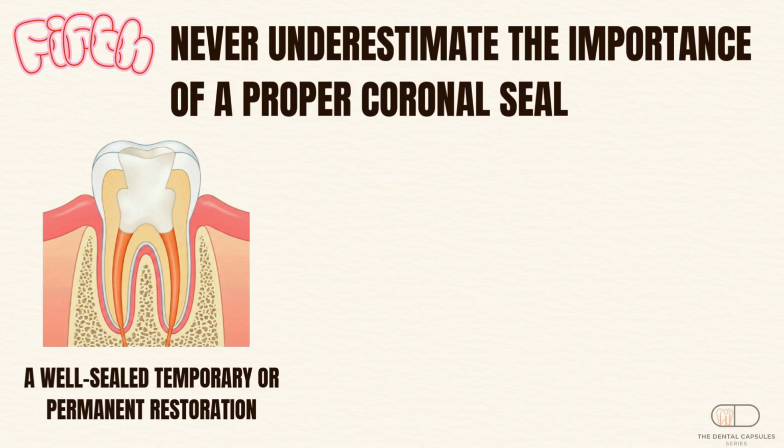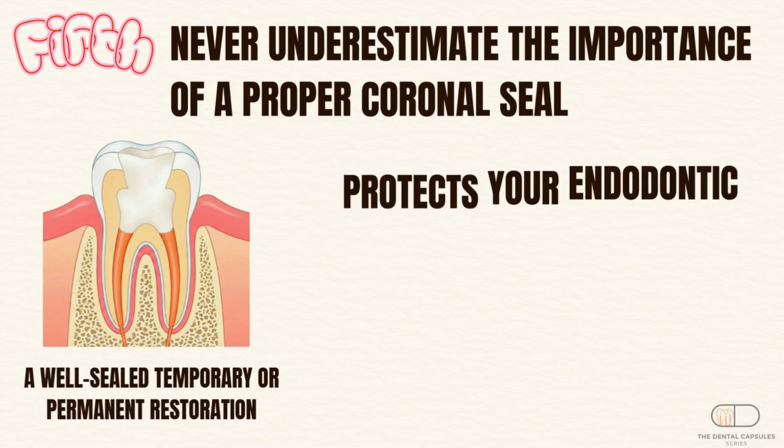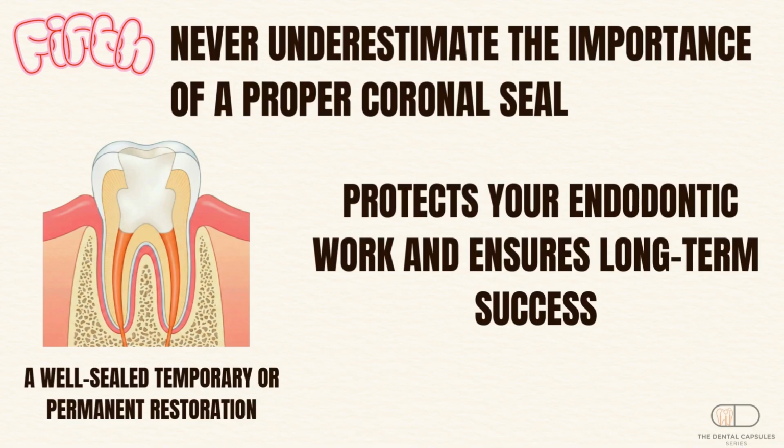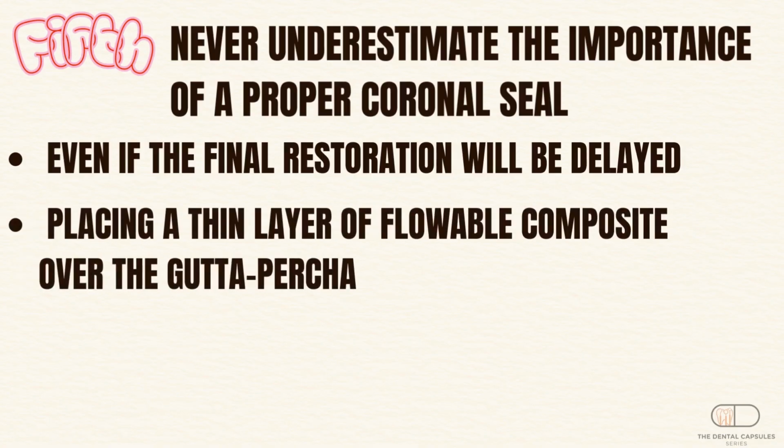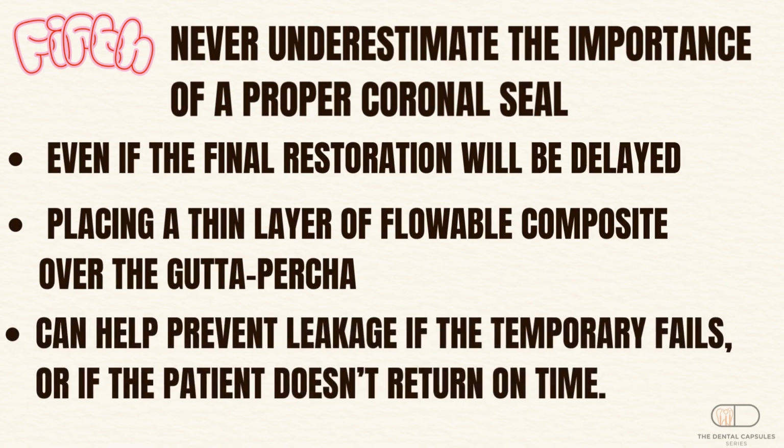A well-sealed temporary or permanent restoration protects your endodontic work and ensures long-term success. And even if the final restoration will be delayed, placing a thin layer of flowable composite over the gutta percha can help prevent leakage if the temporary fails or if the patient doesn't return on time.